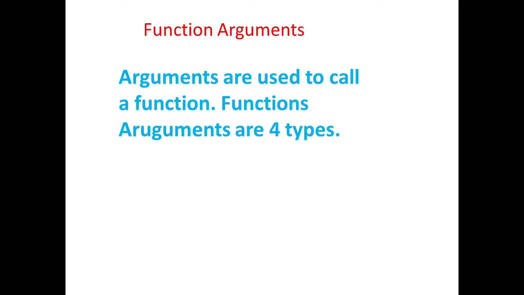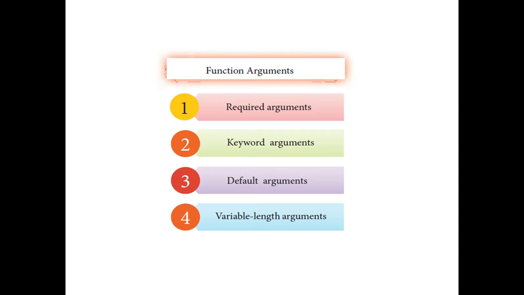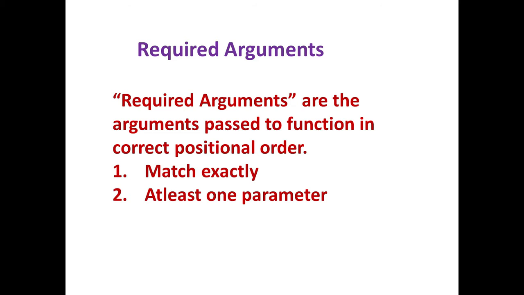The function arguments are of four types. Before this, you recall part 1, chapter 7. Okay, so the function arguments are of four types. What are they? First one, required argument. Second, keyword argument. Third, default argument. Fourth, variable length argument. We see them one by one.